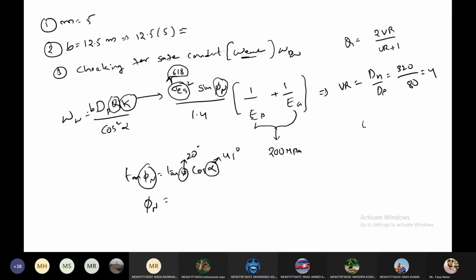So phi n value is 14.4 degrees. Very good. Substitute here and get the value of K. Now 2 into 4 by 4 plus 1, get the value of Q. dP value is given in the question.